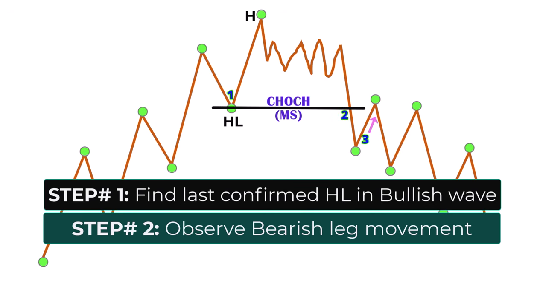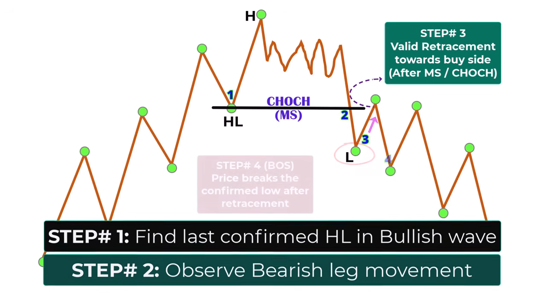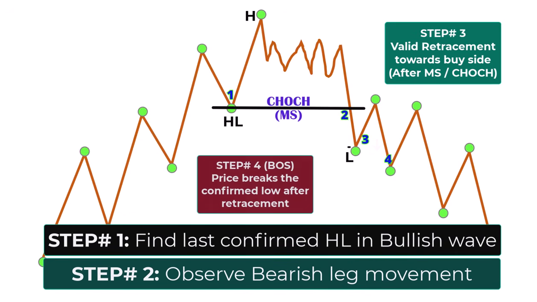Step number 3. After MS, wait for a valid retracement back towards the buy side. This retracement is a pullback into buy side. Mark this structure point as confirmed low in this bearish leg. Step number 4. Market continues in the bearish direction, and then it breaks that confirmed low from step 3. When price breaks that low, with a clear body close, you mark this as break of structure, BOS. BOS is the confirmation that the market intends to move in bearish direction.